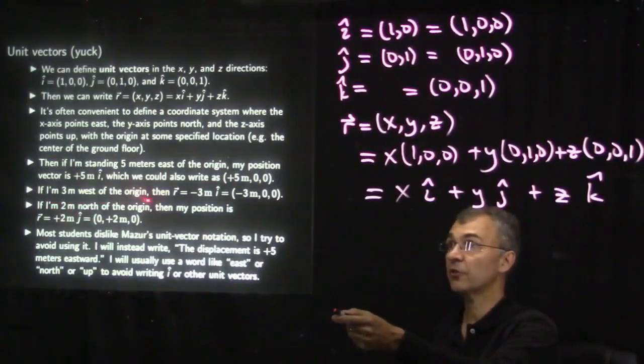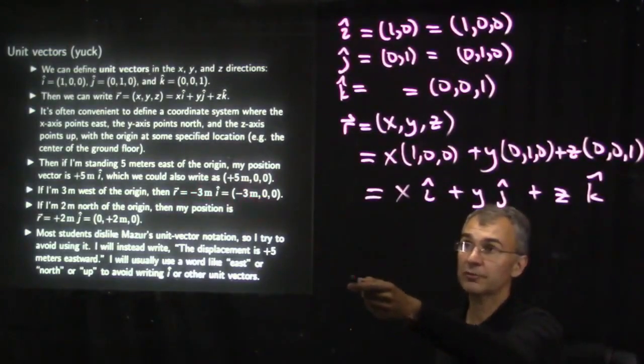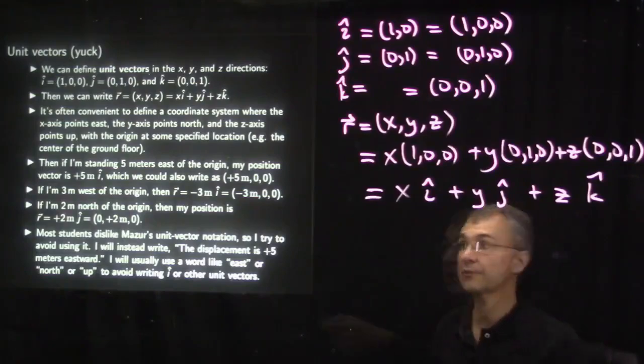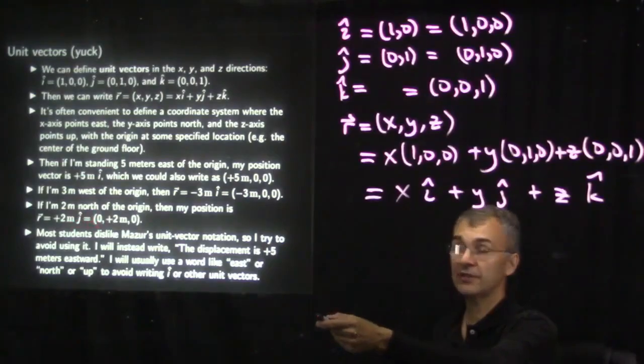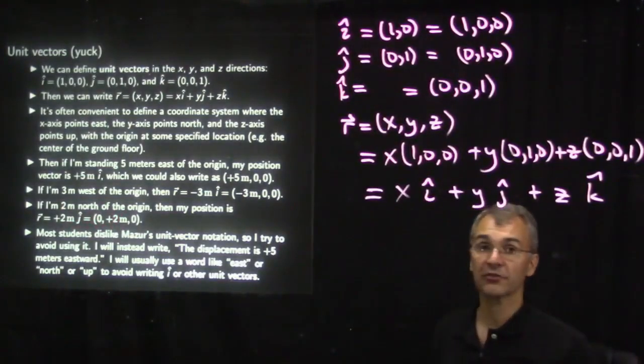If I'm 3 meters west of the origin, then I'm at minus 3 meters i hat, which you could write as the ordered triplet, minus 3 meters, comma 0, comma 0. Or if I'm 2 meters north of the origin, my position is plus 2 meters j hat, which is the ordered triplet 0, comma plus 2 meters, comma 0.